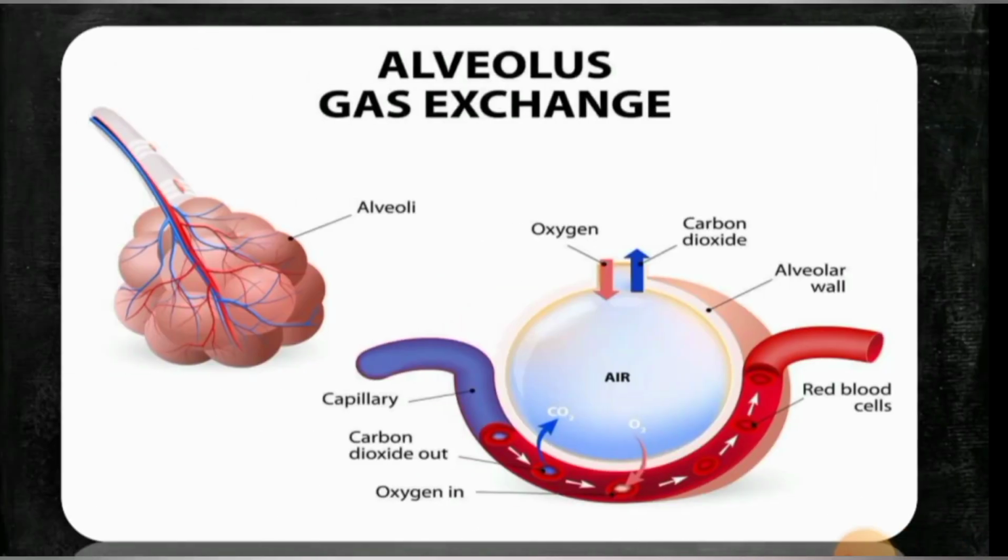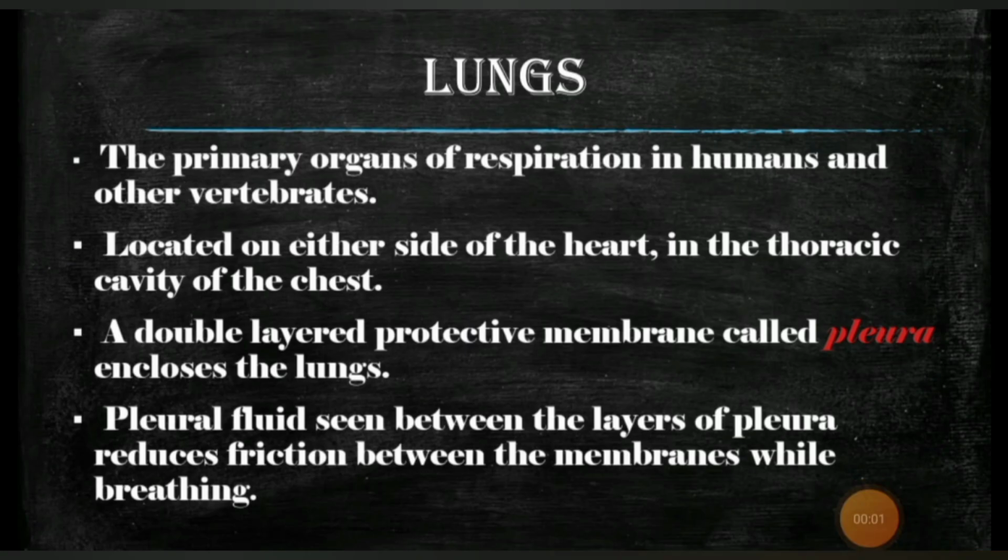In this picture, you can see the exchange of gases between alveoli and blood occurs by simple diffusion. Oxygen is diffusing from the alveoli into the blood and carbon dioxide diffuses from the blood. Now, talking about the respiratory organ, lungs, which are the primary organs of respiration in humans and other vertebrates.